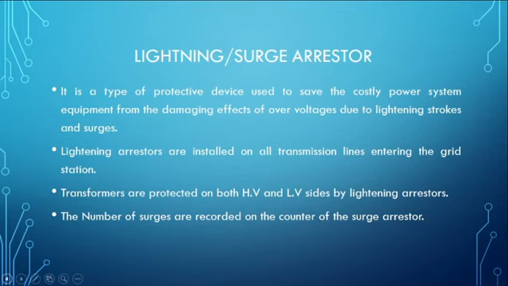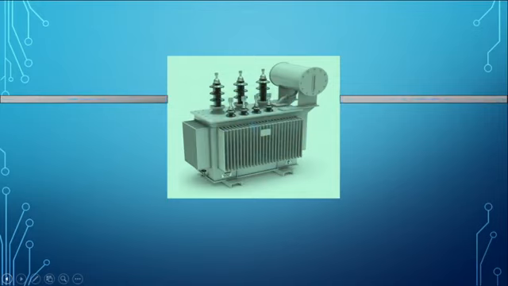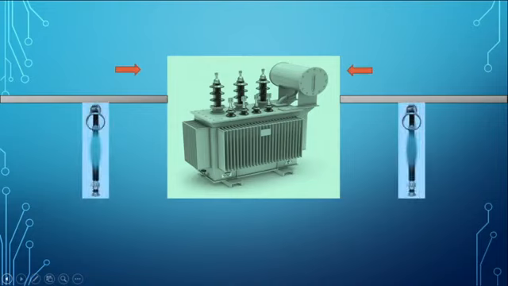Let's see the function of a lightning arrestor. This is a transformer which has incoming and outgoing lines. Now the transients because of over-voltages can travel towards the transformer from any direction. It can be from the HV side or it can be from the LV side. We have lightning arrestors installed on both HV and LV sides of the transformer.